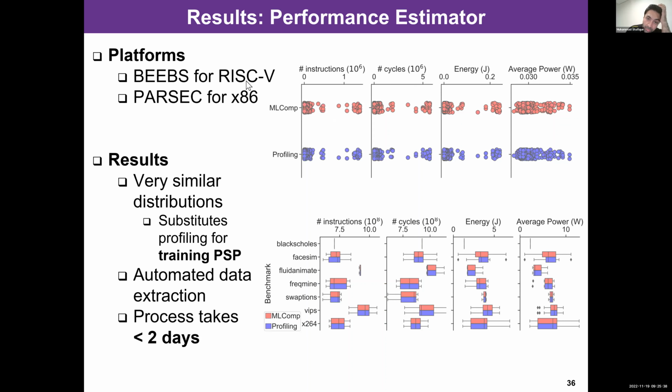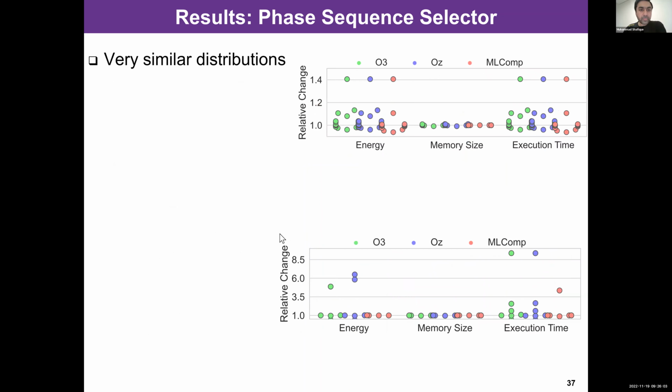Just to give you an idea, for different types of benchmarks, you can easily see that the ML comp and the actual real profiling with dynamic profiling are pretty much similar. There is hardly a difference between them, and in the bottom line curve, you can see that they pretty much overlap. The whole process takes less than 2 days. The benefit is that we have an automated data extraction pipeline, and this is highly usable.